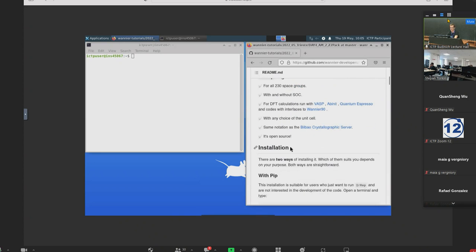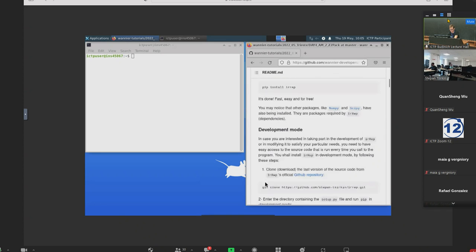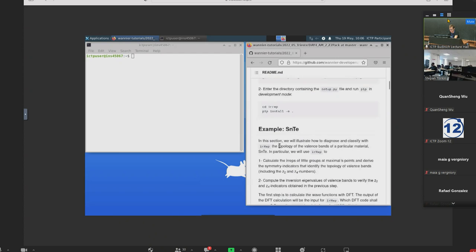Okay, it's very easily installed. We are not going to install it here because it's already installed for us, but it's very easy to install. You just have to type pip install IRREP in a command line interface, and it's done. You can also install it in a development mode if you want to develop the code or make some changes. Okay, so we are going to start now with our first example.